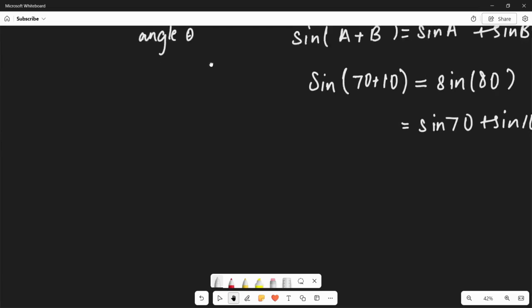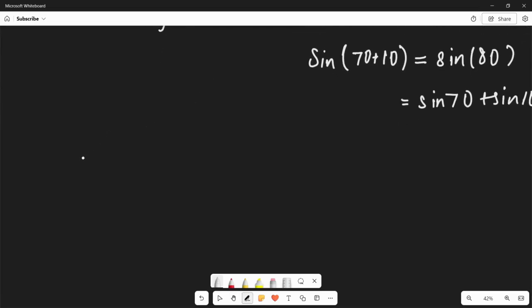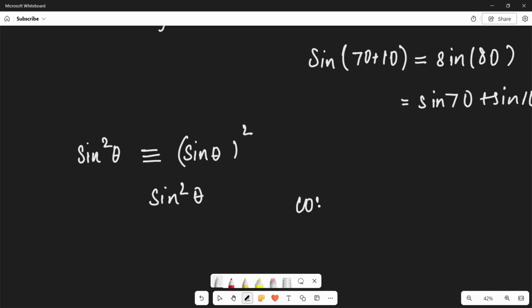Now coming to the second point, that is, in trigonometry, sine square theta is also referred as or equal to sine theta square. Okay, so we can directly write sine theta square as also sine square theta, and this applies to each and every trigonometric ratio. That is, cos square theta, tan cube theta, and so on.